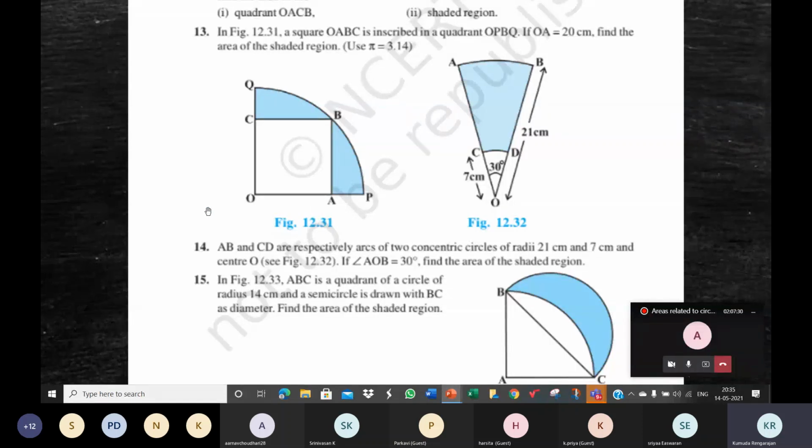Name one other radius of the quadrant. OB, ma'am. Why is OB the radius? Because it is from the center to a point on the circumference. B is a point. See here, Q, B, and P lie on the circumference of the circle. You don't see the complete circle here, but this is a part of a circle. The center of the circle is O, and this arc is a part of that circle. Q, B, and P are the points on the arc. So from the center to Q, OQ is a radius, OB is a radius, OP is a radius.